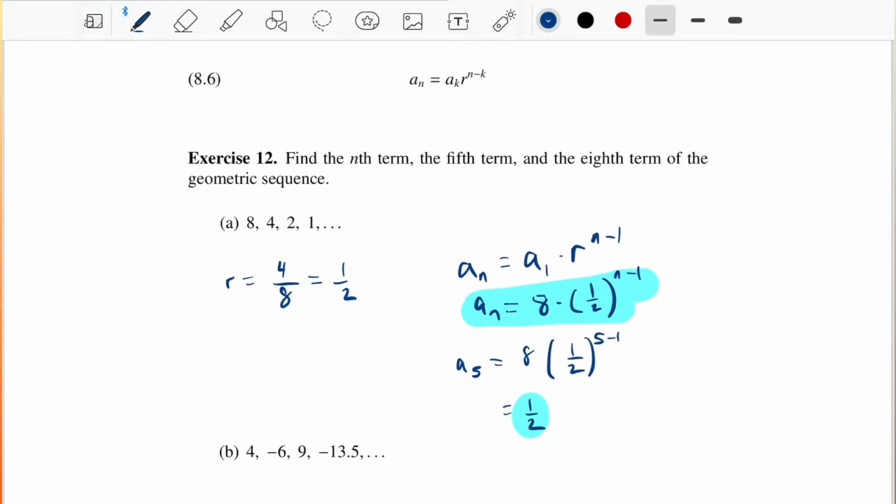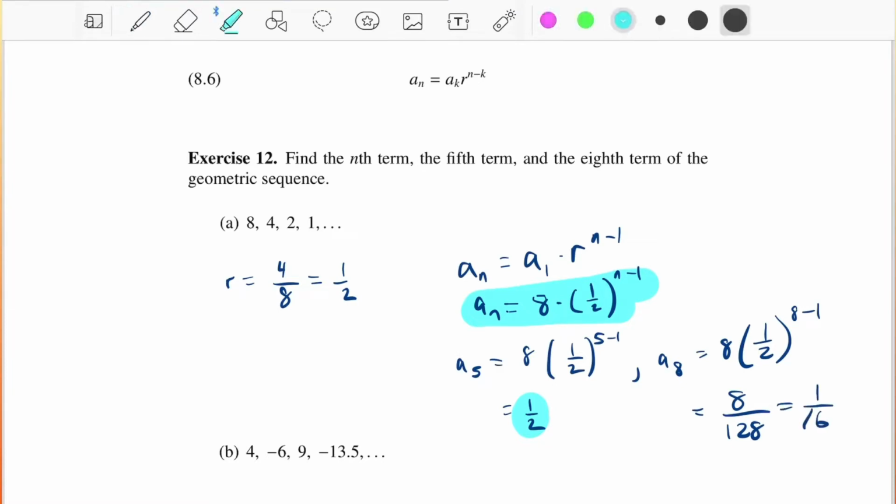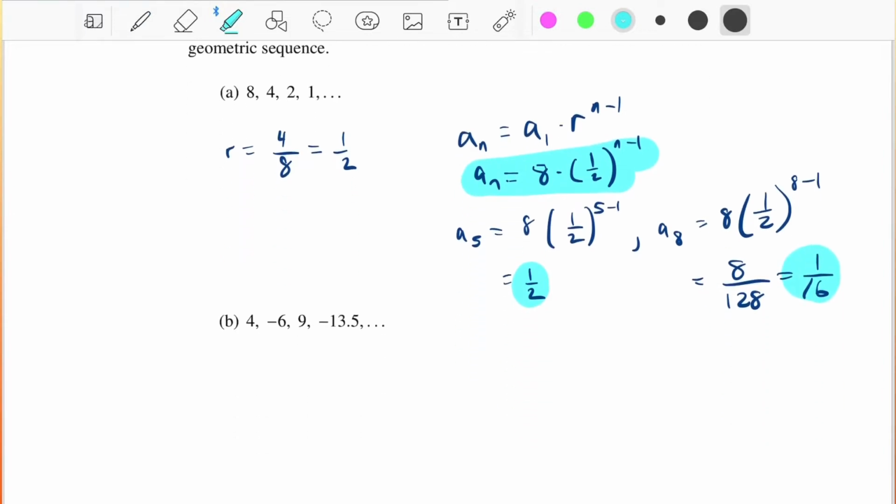Now let's find the eighth term. So now we're going to substitute 8 in for n. So you're going to have 1/2 to the seventh power. So 2 to the seventh is 128. So you're going to get 8 over 128. We can simplify by 4, I believe. And actually, you can simplify by 8. And we get 1/16. All right, so that is it. Let's move on to the next problem.